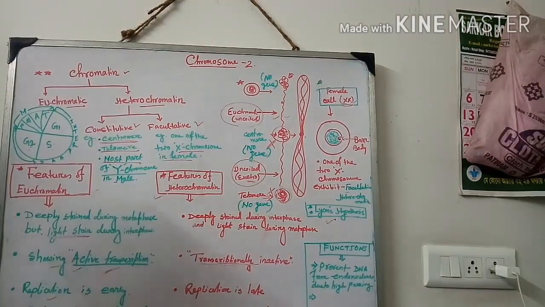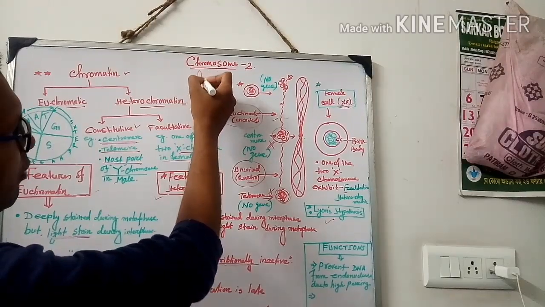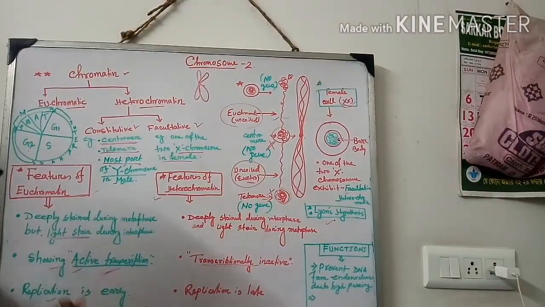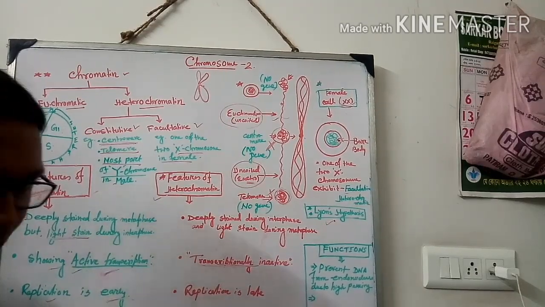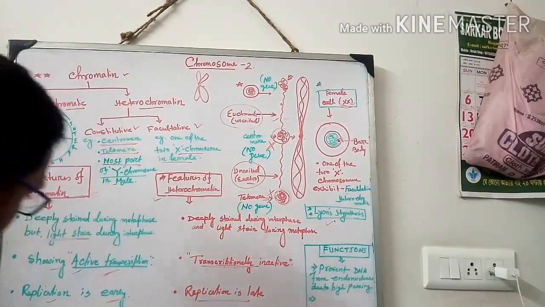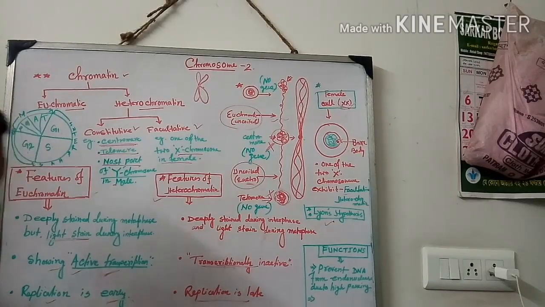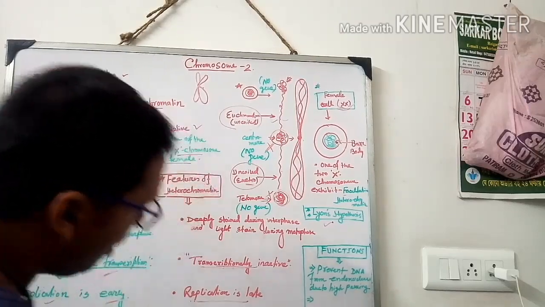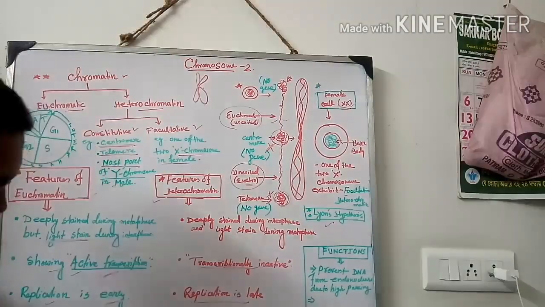And during replication, that is, during the formation of one chromosome from another chromosome, replication occurs very early in the euchromatic regions. Rather, replication occurs late in heterochromatic regions. Euchromatin is found both in prokaryotes and eukaryotes, but heterochromatin is only found in eukaryotes.